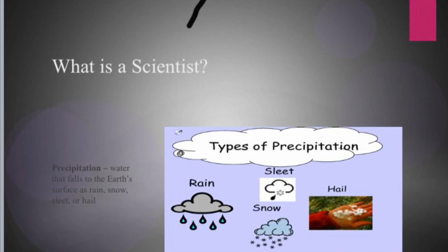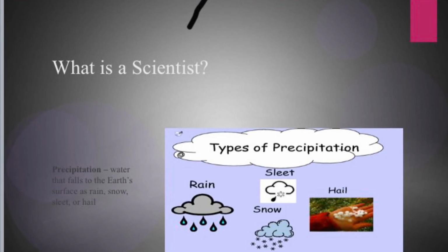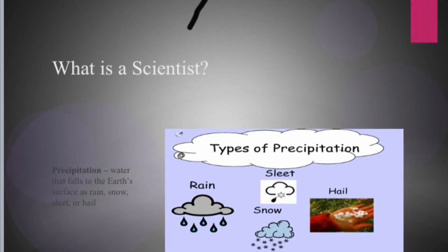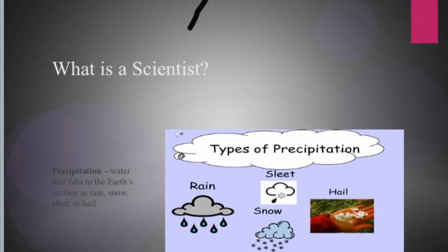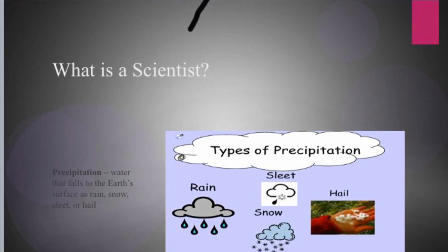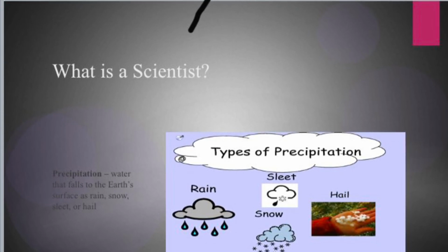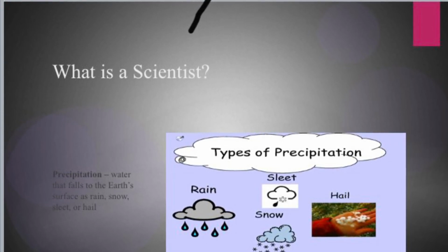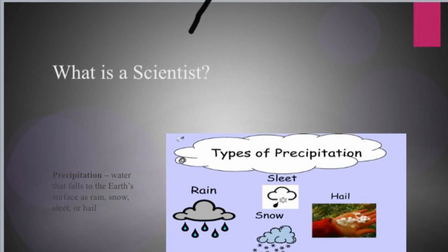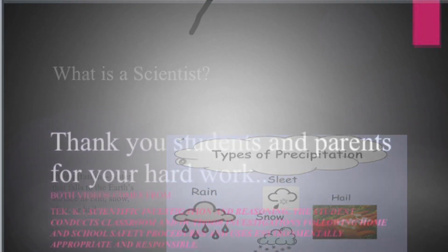What is a scientist? We're always learning about different things. The next thing we're going to learn about is types of precipitation. What is precipitation? Water that falls to the earth's surfaces, as rain, snow, sleet, or hail. We learned about that last week. So what's your favorite type of weather?